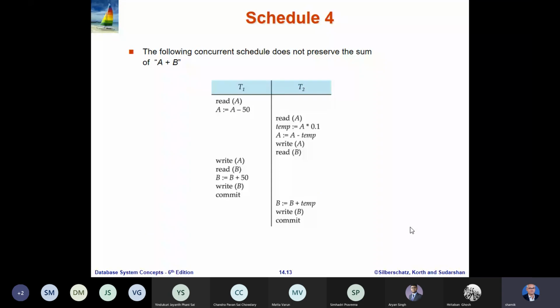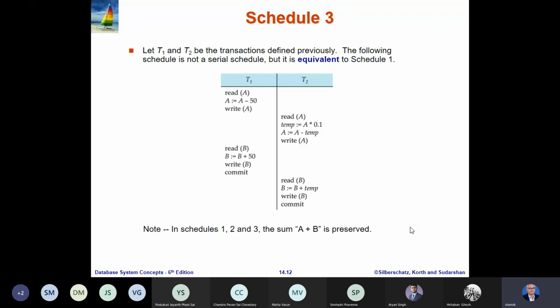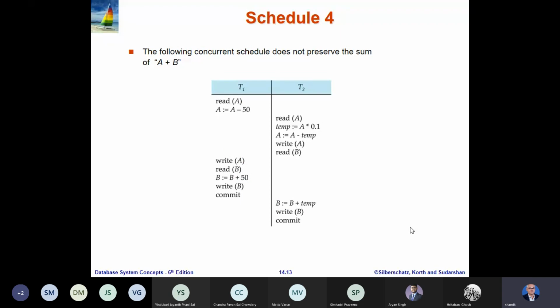Now if you look at this one, this is the same set of transactions with the same set of instructions, but the only difference is that T2 is reading the value of A before A was written back, in contrast to the previous example. Here T2's read A occurred after write A of T1, but here T2's read A occurred before the write A of T1. And you can easily see that the value of A that was written by T2 got overwritten by the value of A determined by T1.